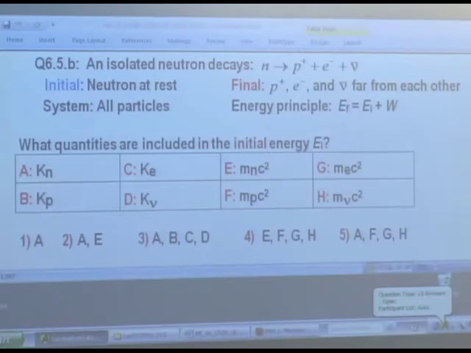You need to know fundamental principles. We give you the speed of light, we give you the mass of everything. It's not about memorizing numbers. It's about knowing the fundamentals.